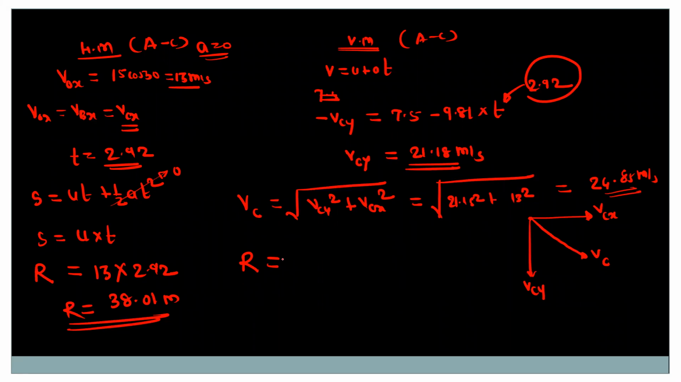So the first question was, at what distance would it hit the ground from the foot of the building? That is nothing but the R value. So this is 38.01. Then the second question is maximum height. So H is equal to 22.